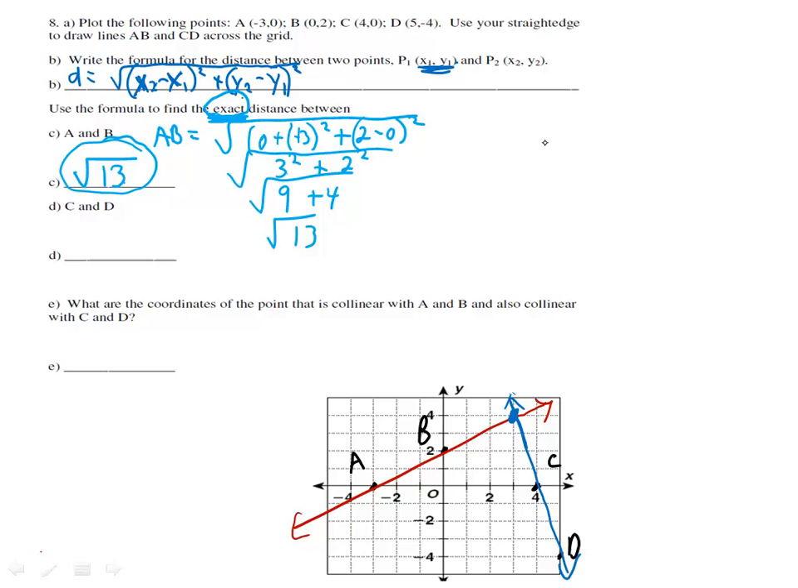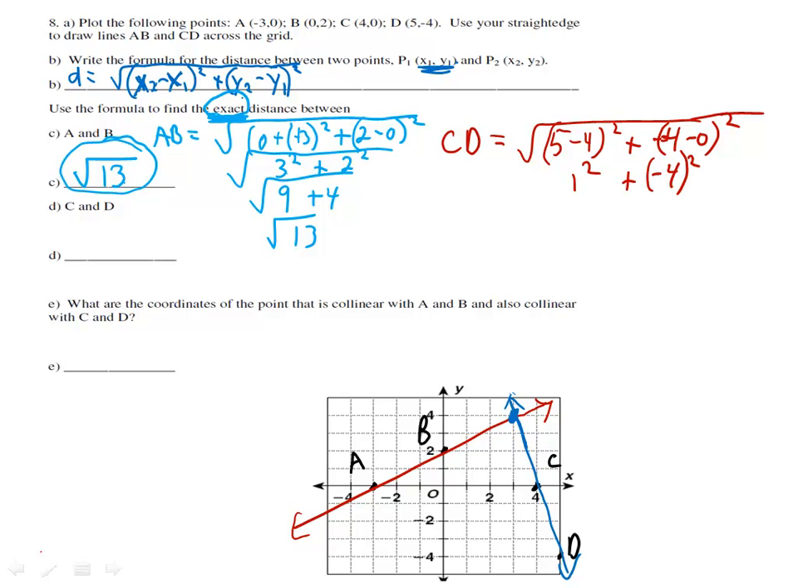Alright, so let's look at CD. I'm going to do that over here. CD equals the square root of 5 minus 4 squared plus negative 4 minus 0 squared. And I'll give you the lecture one more time about how you never get a negative value after you square it. 1 squared is 1. Negative 4 squared is 16.